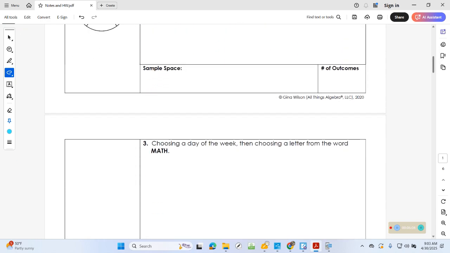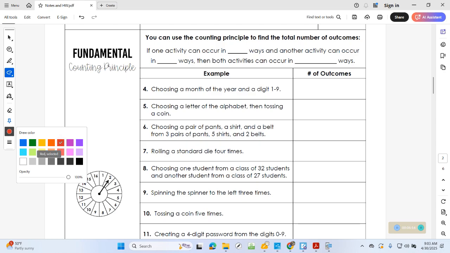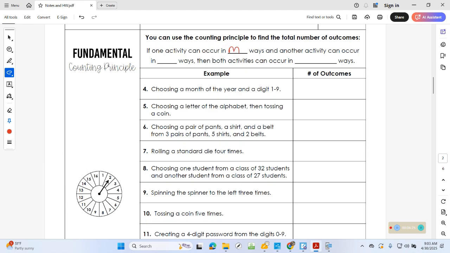Like I said, we're not doing all of this. We are going to the fundamental counting principle. This is easy, it's just very wordy. You know the drill. This is what we're going to use a lot here. You can use a counting principle to find your total number of outcomes. This is what I just did, I did the 8 times 2. So if one activity can occur in M ways and the other in N ways, we just multiply those together, just like I did the 8 times 2.